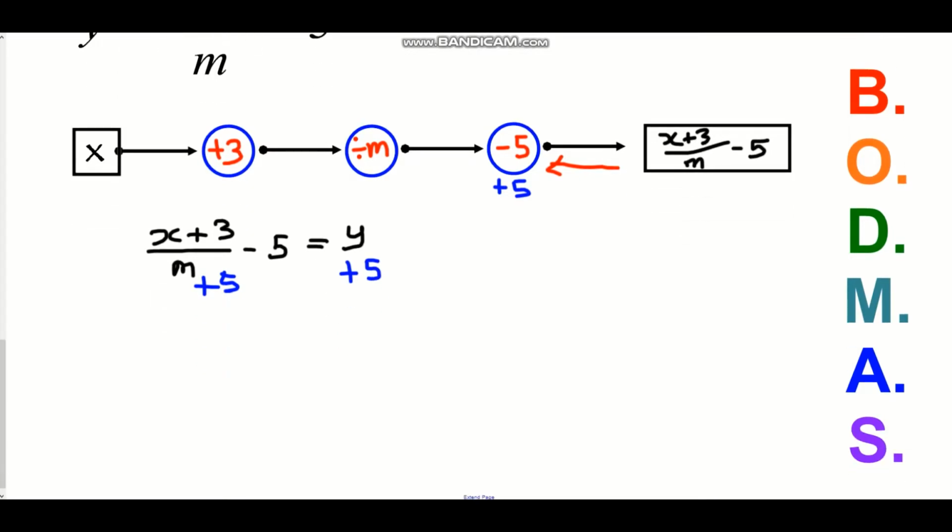It gives me our first little manipulation, x plus 3 over m on the left-hand side, and on the right-hand side I've got y plus on 5. The next thing I'm going to undo on my number machine is the divide by m. So we're going to multiply by m.